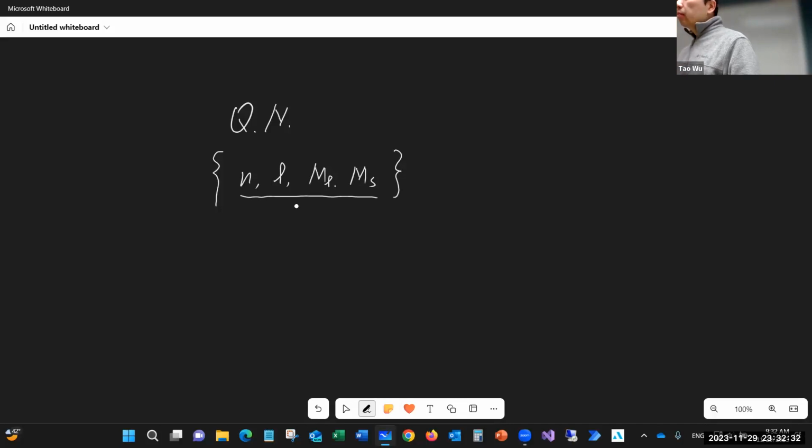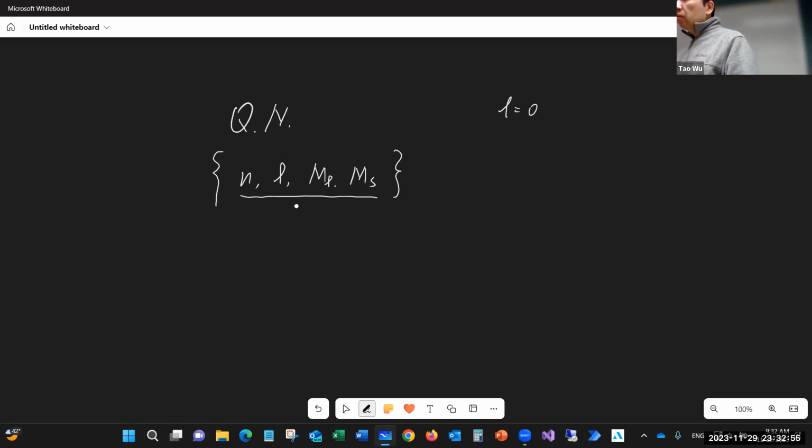So n is the primary quantum number. The n could be 1, 2, 3, 4 until infinity, but in most cases it is 1 to 7, right? And l has to be smaller than n. And l tells us what kind of orbital it is.